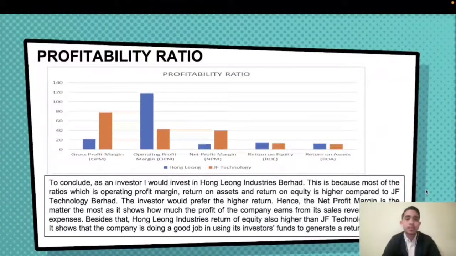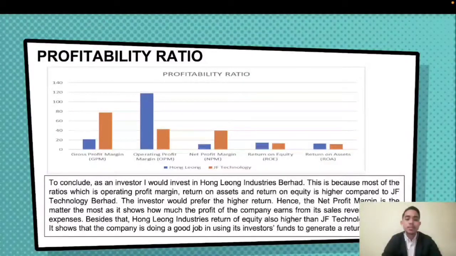Next is profitability ratio. Profitability ratio consists of gross profit margin, operating profit margin, net profit margin, return on equity, and return on assets. To conclude, as an investor, I will invest in Hong Leong Industri Berhad. This is because most of the ratios, which are operating profit margin, return on asset, and return on equity, are higher compared to JF Technology Berhad.